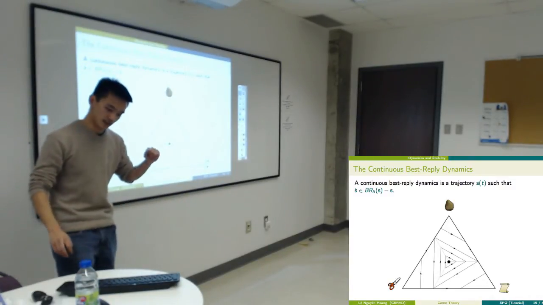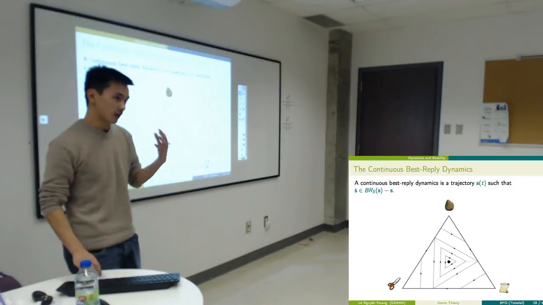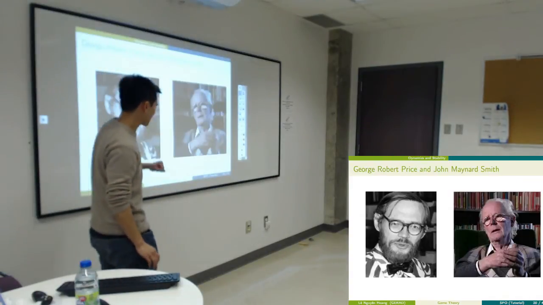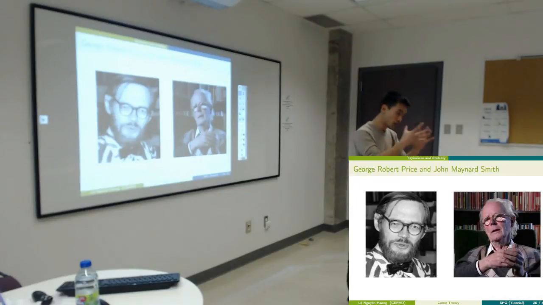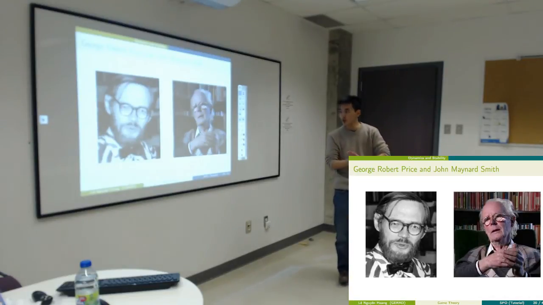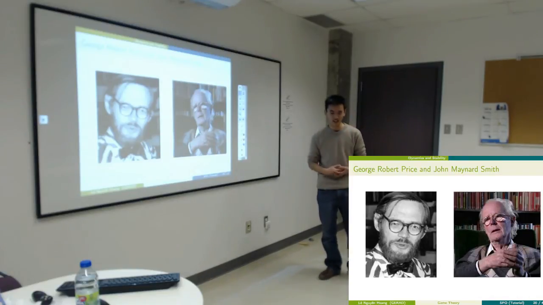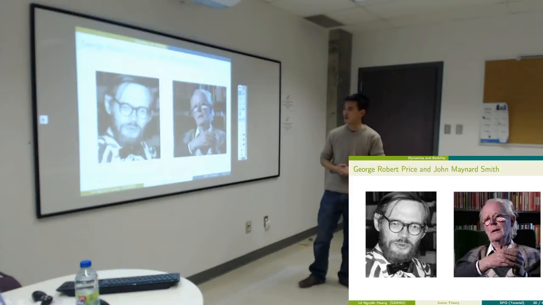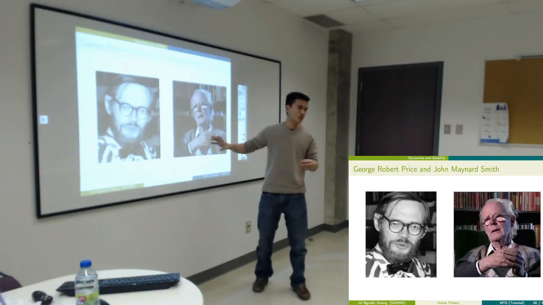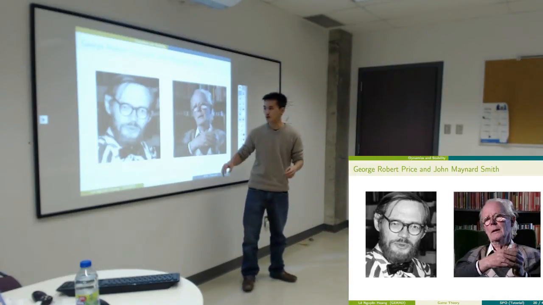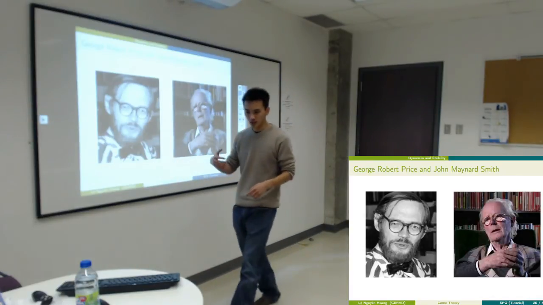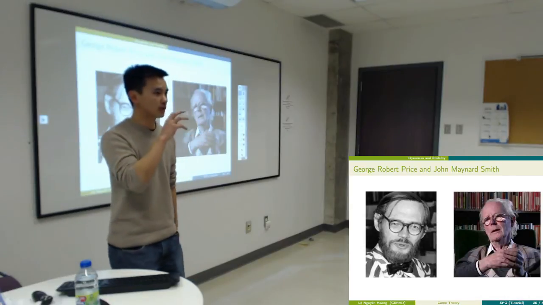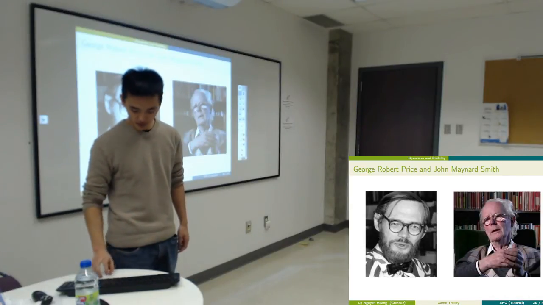Now this graph has, let's just give the names of the two researchers who came up with a new way of looking at game theory. Well, it's rather a new way of looking at biology, and it involves game theory. So these are two biologists, mathematicians, I don't know how to say it, George Price and John Maynard Smith. And they came up with a Darwinian approach of what game theory could be.